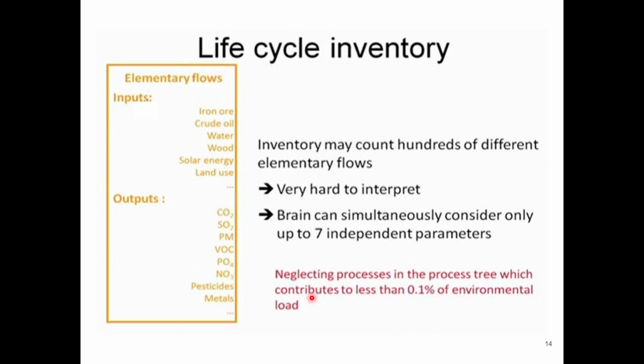Okay, so it is not possible to take into account infinite numbers of elementary flows. Our product may have an infinite number of sources, so how will you take into account everything? That is not physically possible. Therefore, we always neglect those processes in the process tree which contribute less than 0.1% of the environmental load. That is neglected in the life cycle analysis.